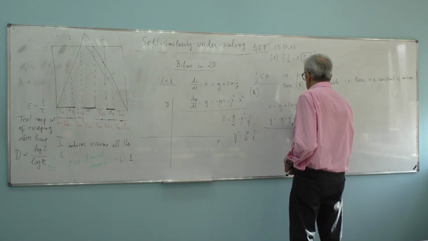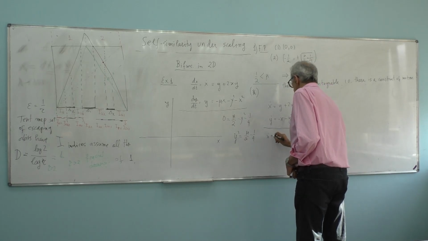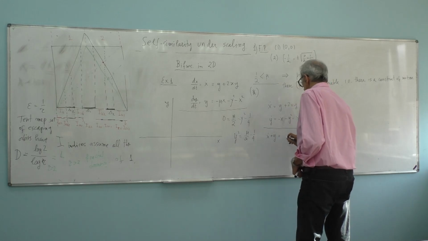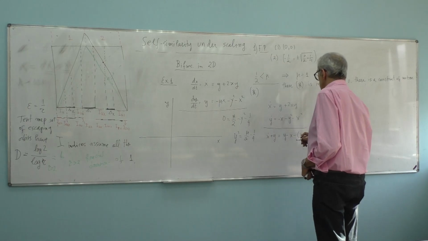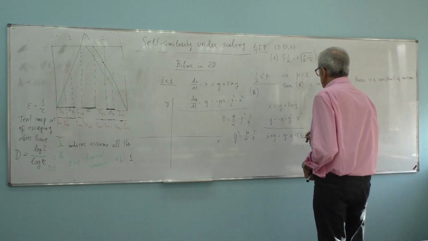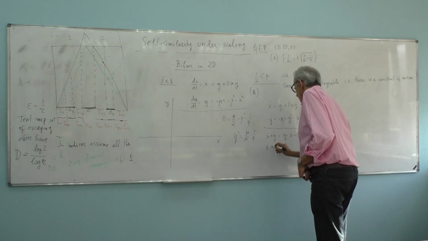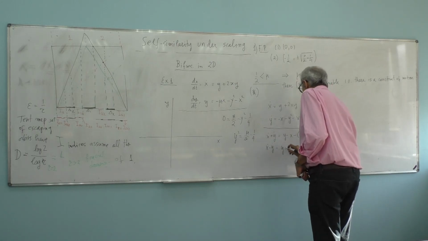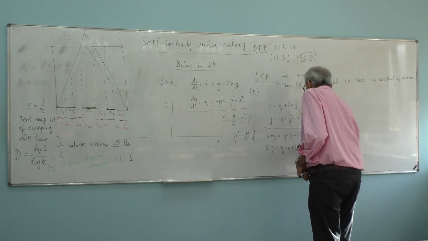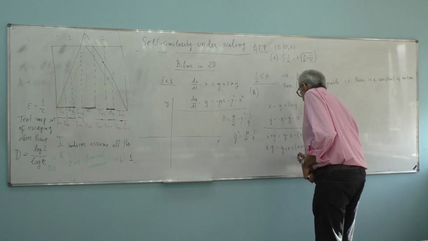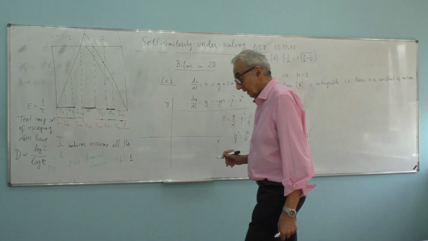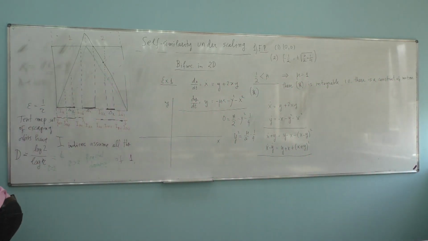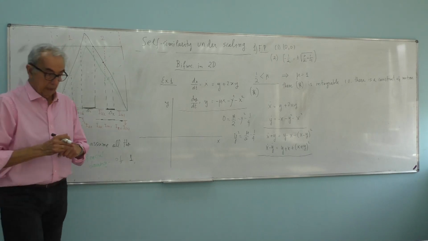If I add these equations, I have x dot plus y dot equal y minus x minus x minus y squared. Right? What about if I subtract them? Then I have y plus x plus x plus y squared. You agree? So what's the next step now?